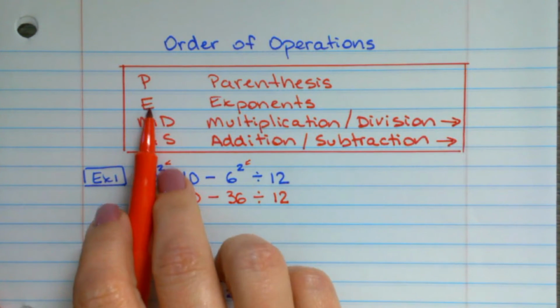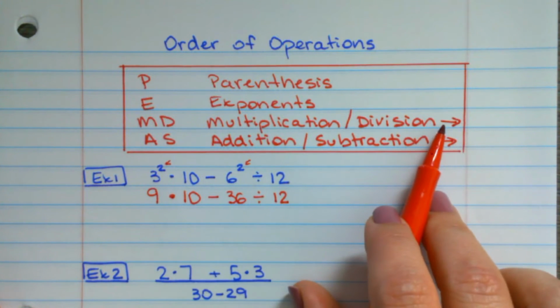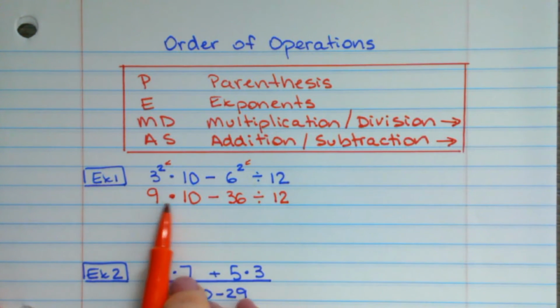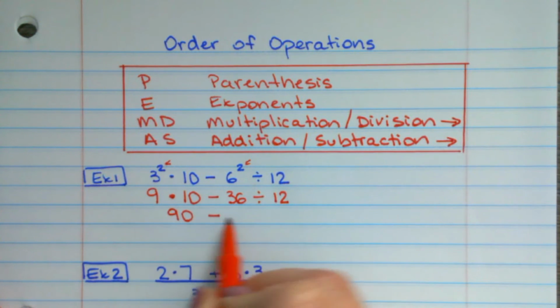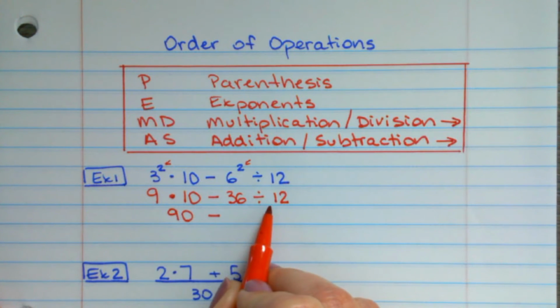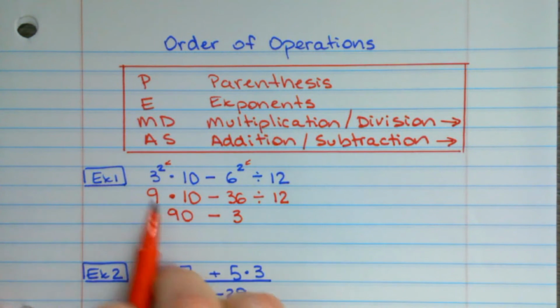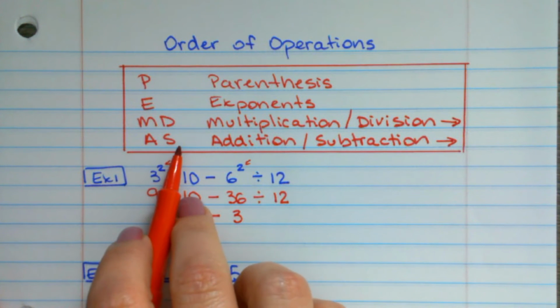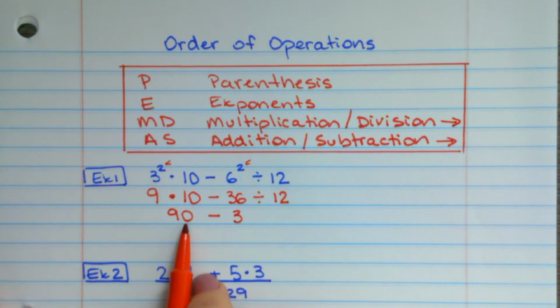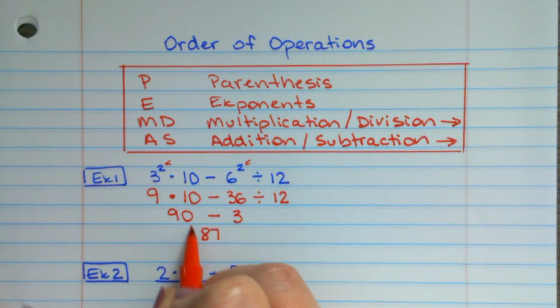Now that I took care of the exponents, I'll go ahead and take care of multiplication and division, again from left to right. So 9 times 10, 90, minus, leave that alone, 36 divided by 12, we have 3. And now that we're done with multiplication and division, we take care of addition and subtraction, which is just simply 90 minus 3, 87, all done.